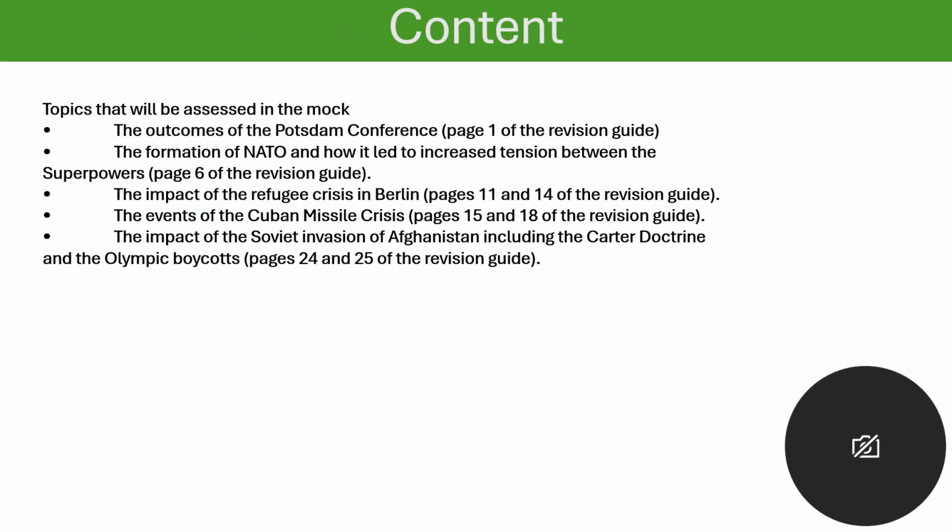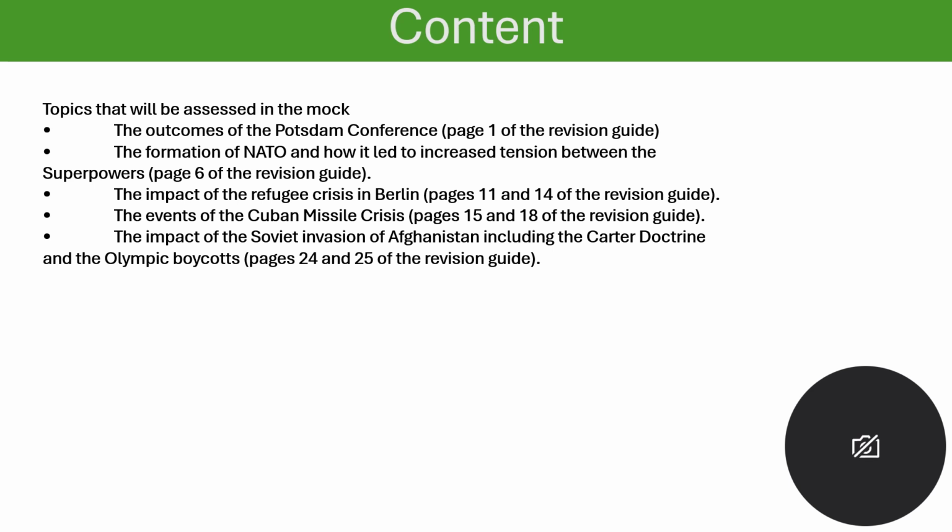And now Year 11, we come to the content that's going to be covered in your mock paper tomorrow. So again, you were given this in your mock preparation booklet before half term. It hasn't changed. So you need to know about the outcome of the Potsdam Conference, the formation of NATO and how it led to increased tension between the superpowers, the impact of the refugee crisis in Berlin in the 1950s, the events of the Cuban Missile Crisis, the impact of the Soviet invasion of Afghanistan, including the Carter Doctrine and the Olympic boycotts.